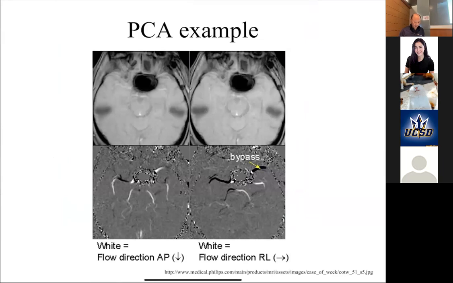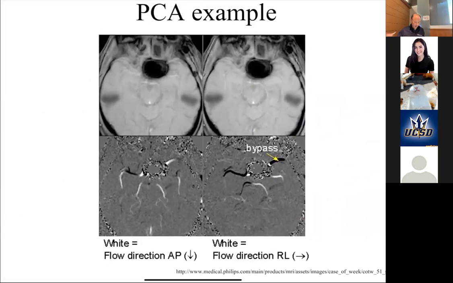Here's an example of phase contrast in different directions. If I put the gradients in this direction, I'm sensitive to flow in this direction, so I'm seeing these vessels here, because I'm sensitized to motion in that direction. Here, if I make the gradients go in this direction, now I'm sensitized to flow going left to right. So here the vessels are flowing this way and here the blood's flowing that way. And here it looks like there's some extra bypass flow going on that may have clinical relevance.